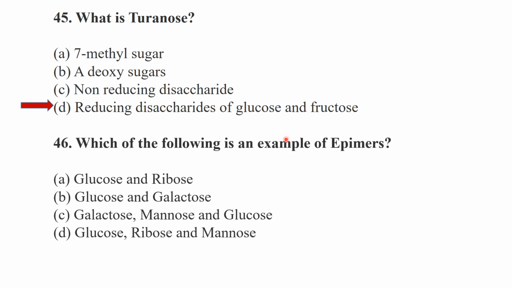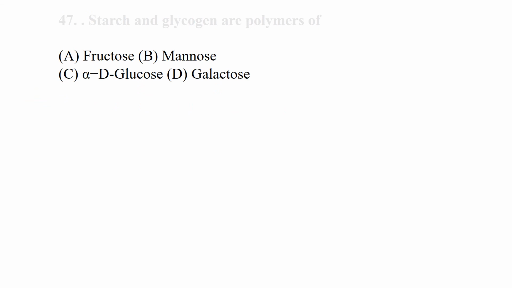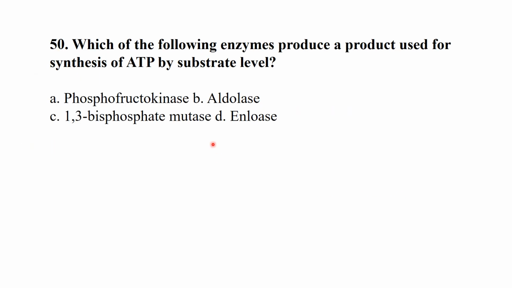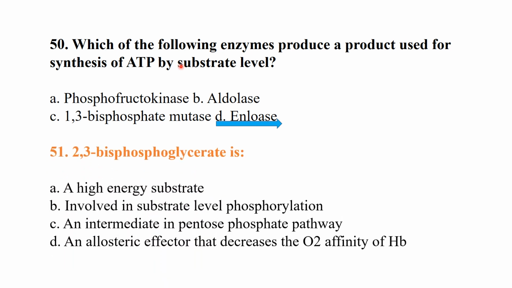Which of the following is an example of epimers? Glucose and galactose are examples of epimers. Starch and glycogen are polymers of alpha-D-glucose. Which of the following enzymes produces a product used for the synthesis of ATP by substrate level phosphorylation? Enolase. 2,3-bisphosphoglycerate is an allosteric factor that decreases the oxygen affinity of hemoglobin.